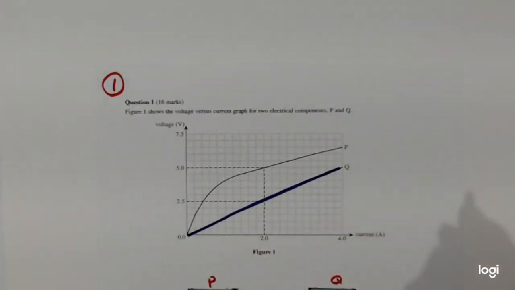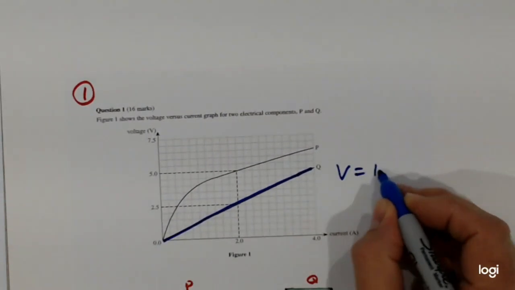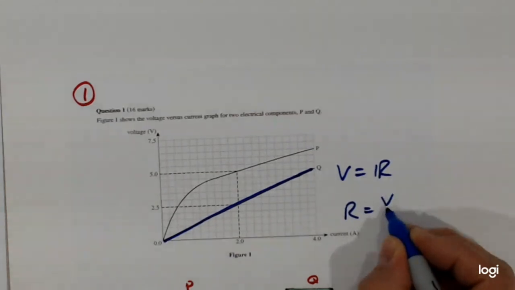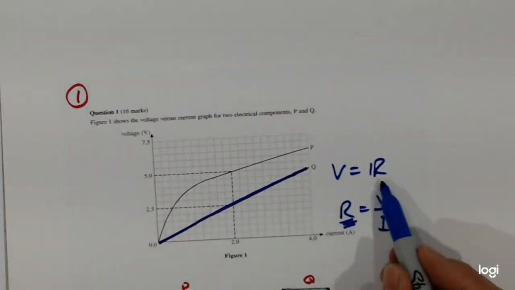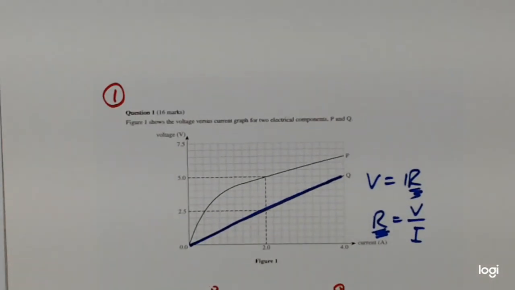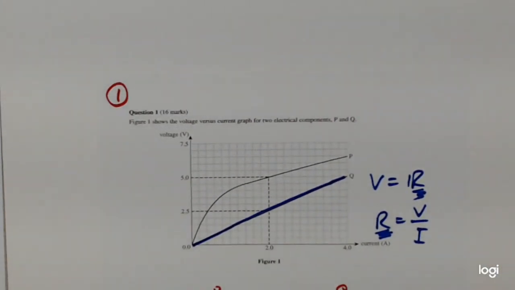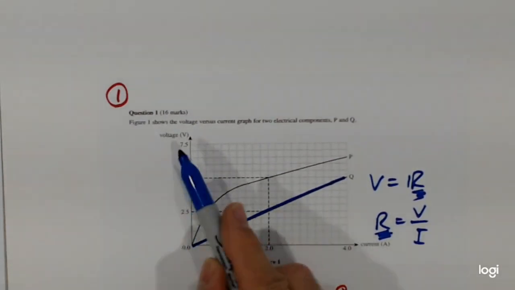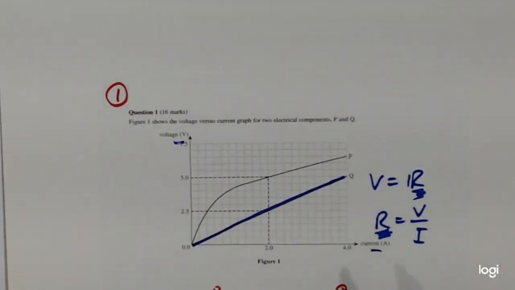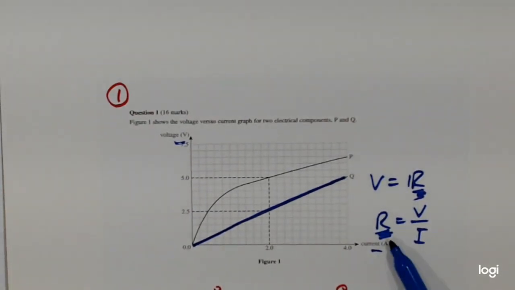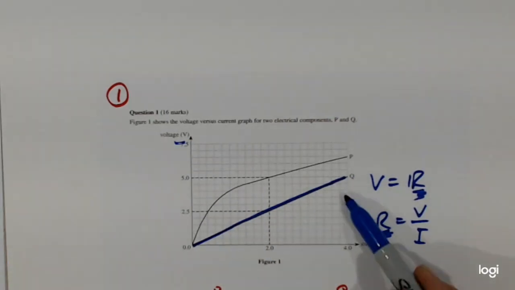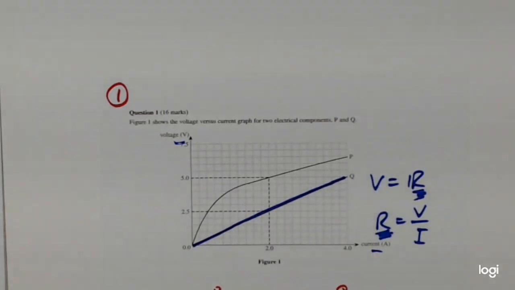Something that's ohmic adheres to Ohm's law, which is V equals IR. In other words, R equals V divided by I. And the R is the constant here. Anything that's got a constant resistance, no matter how much voltage, no matter how much current is going through it, is ohmic. And graphically, if a voltage versus current graph yields a straight line, that just tells you that the gradient R, rise over the run, is constant. So that's an ohmic device. Q is ohmic and P is not.